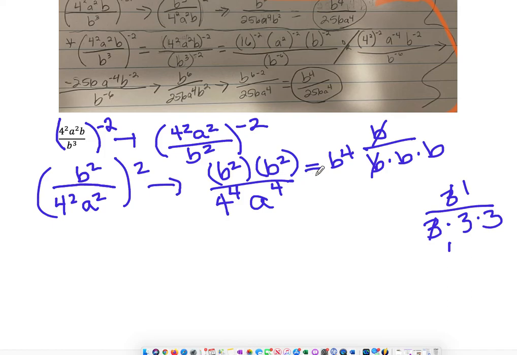So now we have b to the 4th power over, and then we can do this in our calculator, 4 to the 4th power, and that gives us 256 a to the 4th power, and that is our answer.